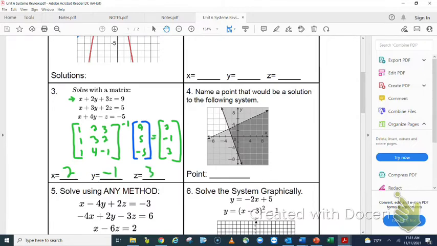Name a point that would be a solution to the following system of inequalities. Anything in this double shaded area. Anything in here. So I'm just going to say (0, 0) works. That's right here. That's in the double shaded region. Anything on this line works. Not on this line though. And this line would work, or that point would work too.